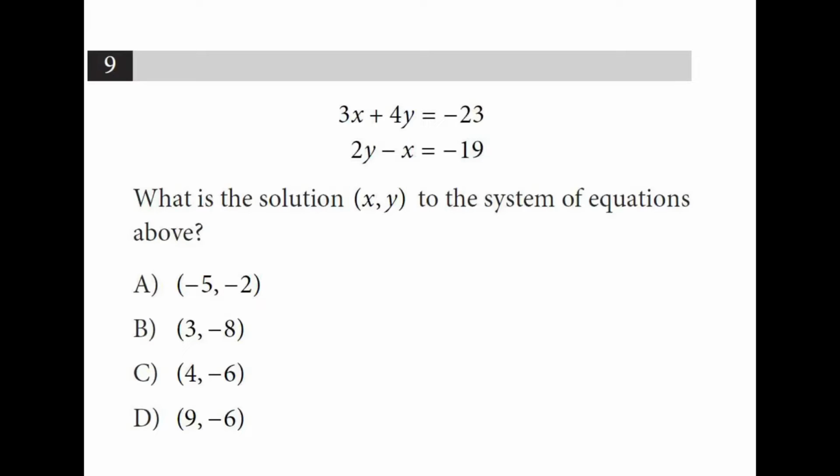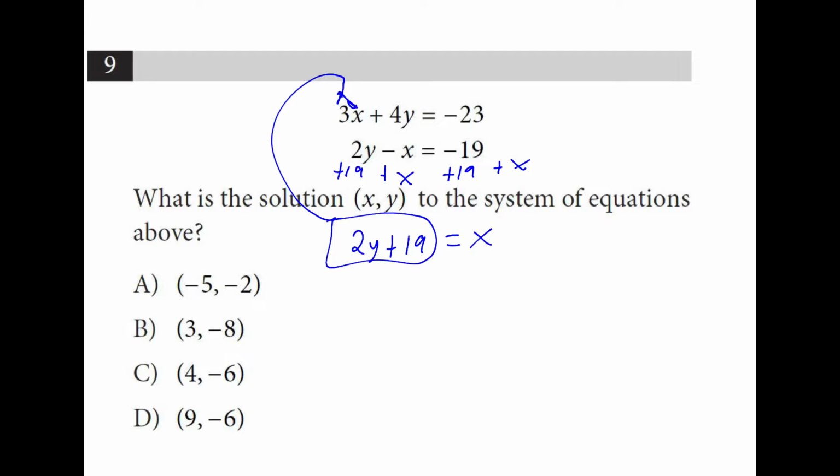What is the solution (x, y) to the system of equations above? I'm going to solve this bottom equation for x by adding x and adding 19 to both sides. So I have 2y plus 19 is equal to x. I'll take this and plug that in for the x up here.